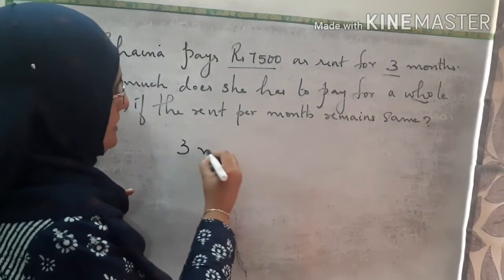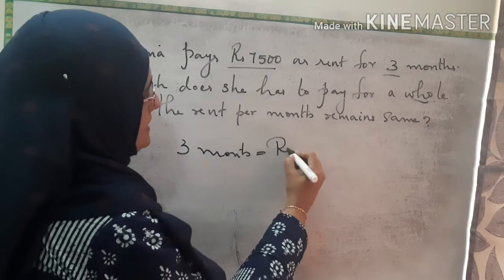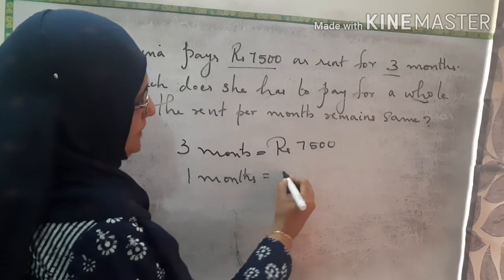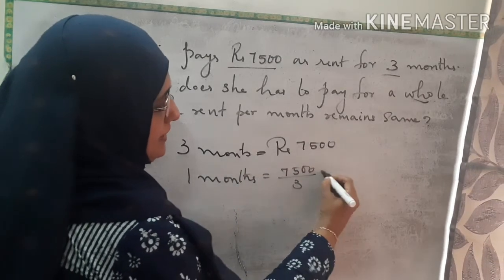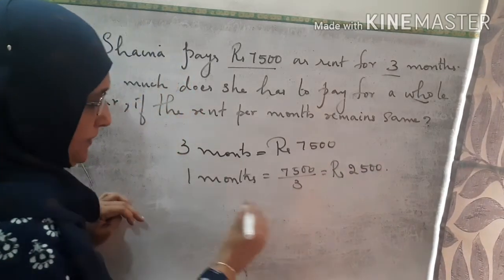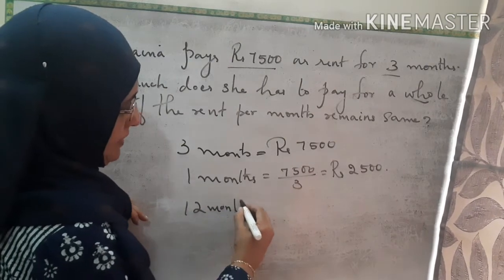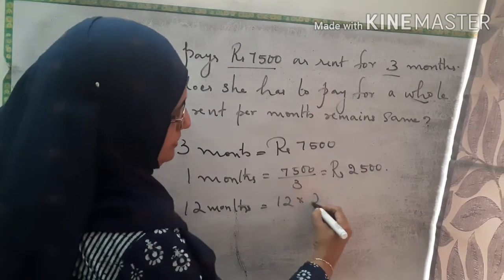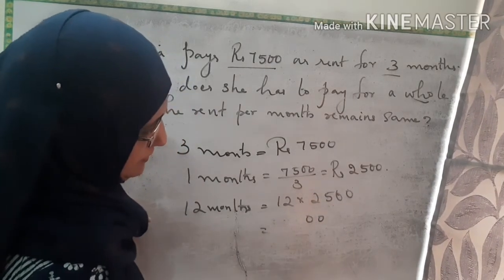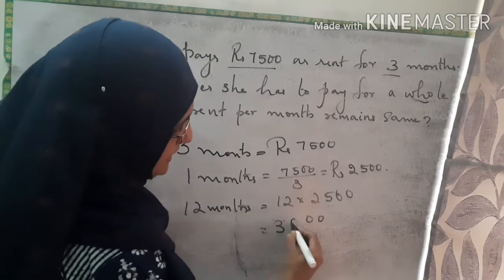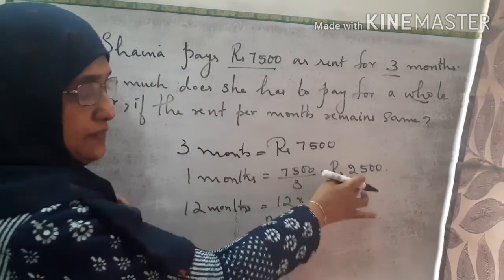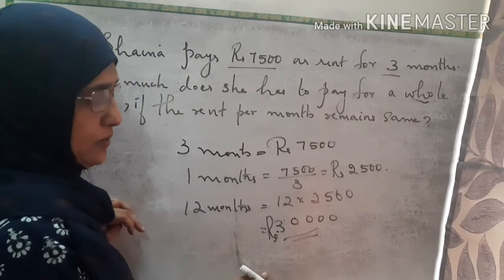So for 3 months, rupees 7,500. Then for 1 month, what is the amount? 7,500 by 3. That is rupees 2,500. Then for 12 months, it is 12 into 2,500. So its answer will be 30,000. 30,000 rupees for 1 year. For 1 month 2,500, then for 12 months it is rupees 30,000.